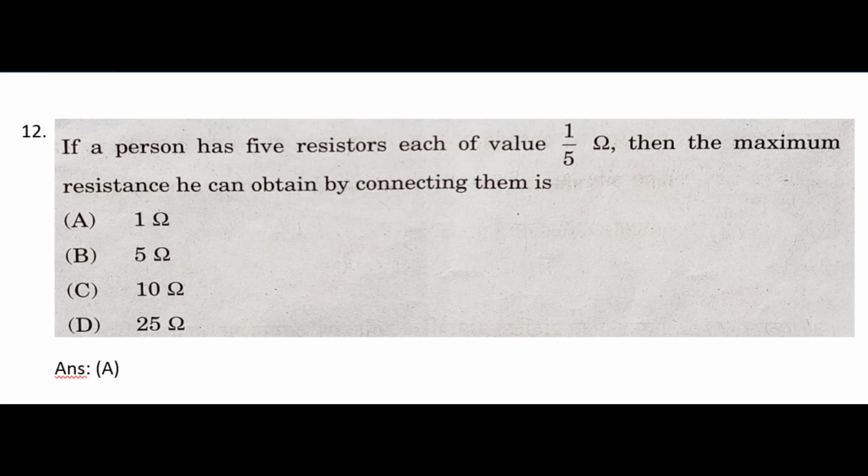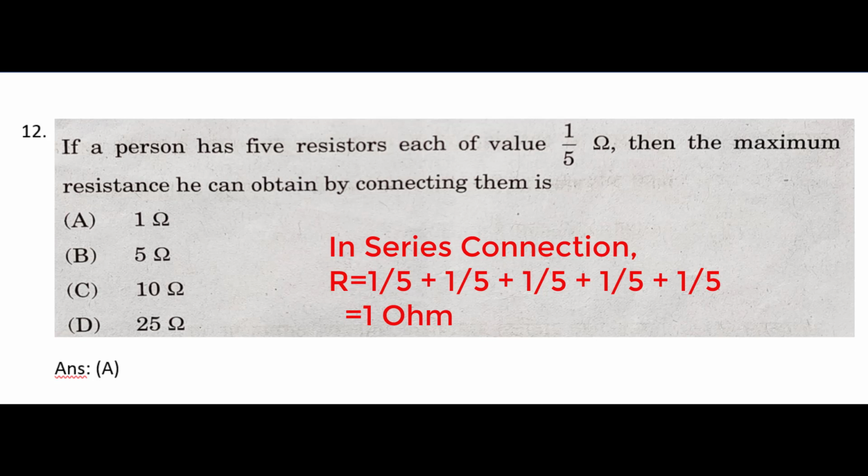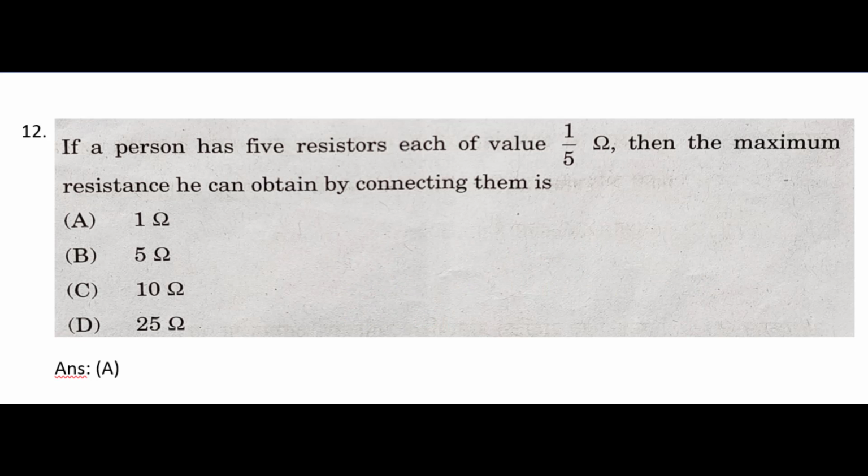Now question number 12. If a person has 5 resistors each of 1/5 ohm, then the maximum resistance he can obtain by connecting them is? For obtaining the maximum resistance he has to connect them in series, and if we connect them in series the value will be 1 ohm. Therefore the answer is option A.